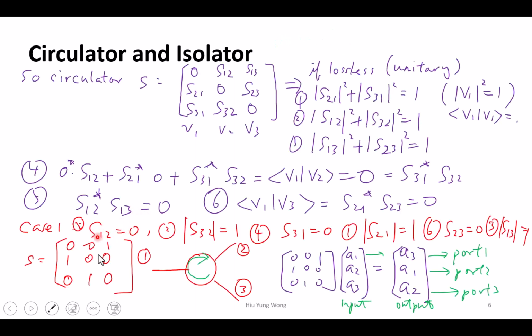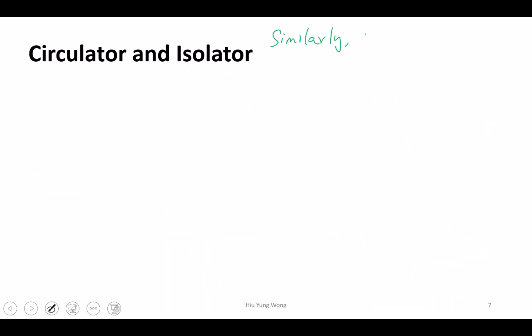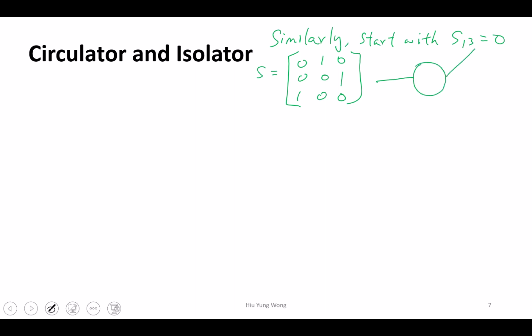I don't have space for another thing, but you can also start from another term. Here I start from S12 equals 0. But I can also have S13 equals 0, right? It still satisfies everything. So if I start with S13 equal to 0, then I will go through the same thing. I get another scattering matrix, S equals to 0, 1, 0, 0, 0, 1, 1, 0, 0, okay? And if you just go through the details, yes, it just rotates in the opposite direction.